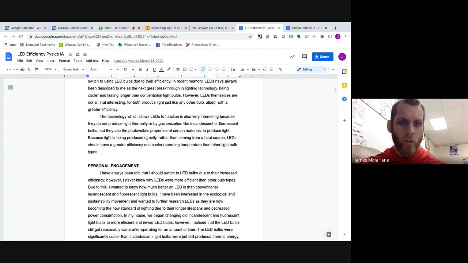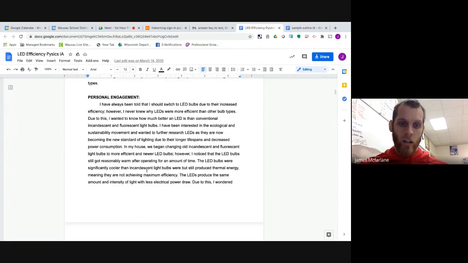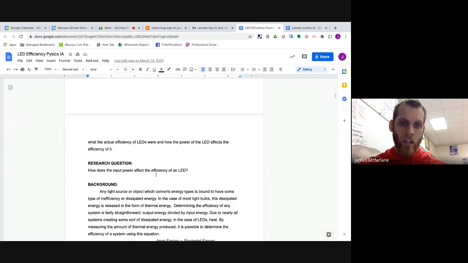So then he goes through a little bit of background on how LEDs work. Personal engagement, that's a brief explanation of why it is interesting to him. So I've always been told that they just switch to LED bulbs due to their increased efficiency. However, I never knew why LEDs were more efficient than other bulbs. So then he explains how he is going to measure the efficiency in this experiment. Then he states his research question: how does the input power affect the efficiency of the LED?